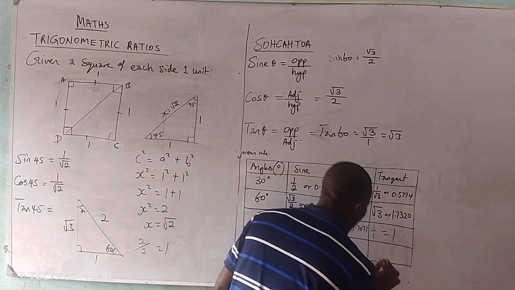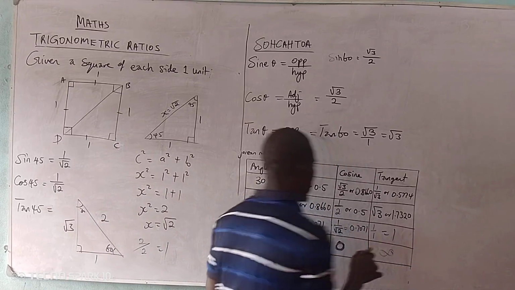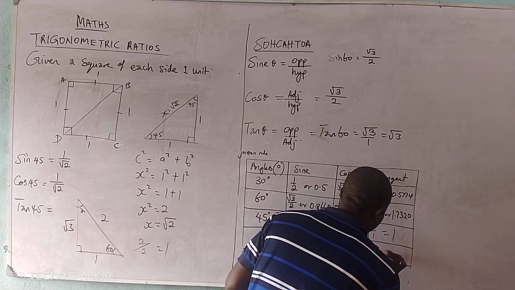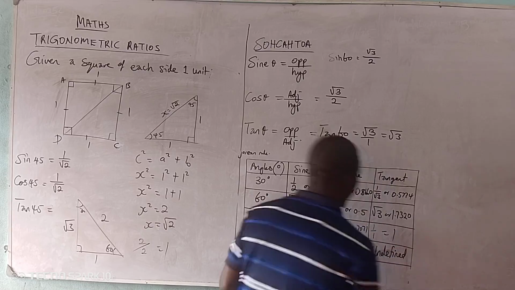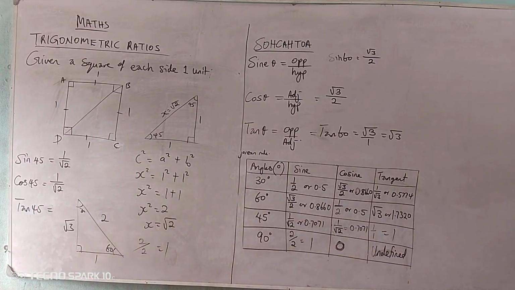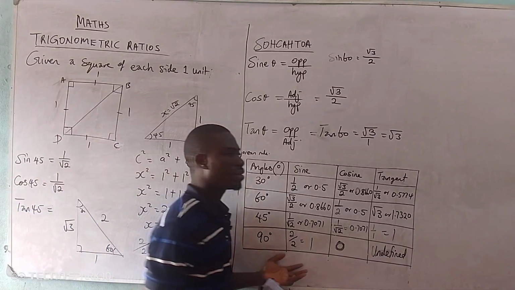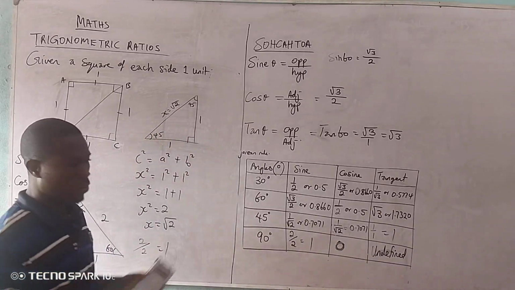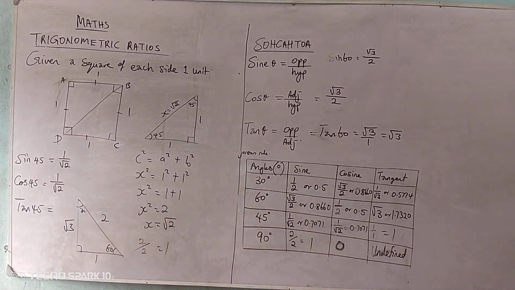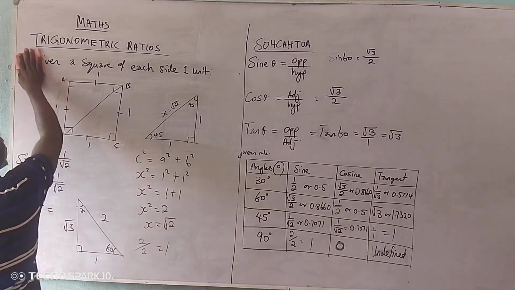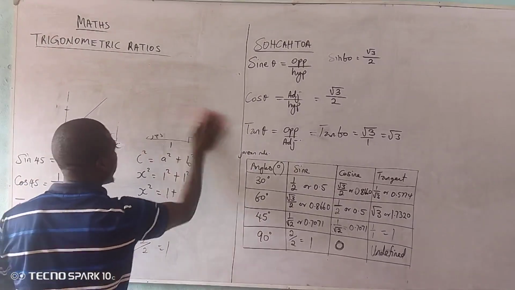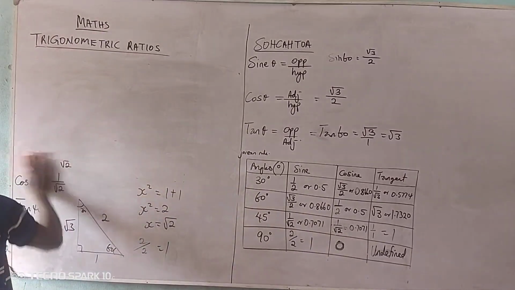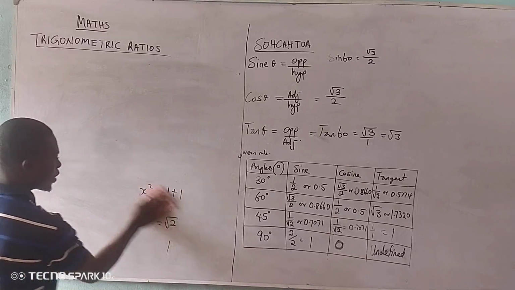Tan 90 will give us what? Undefined. So write undefined. These are special angles, and they are tan, sine, and cosine ratios. These are special angles, so we are going to be using these angles in our calculation. So let's solve an example where we employ the knowledge of these special angles in our calculation.